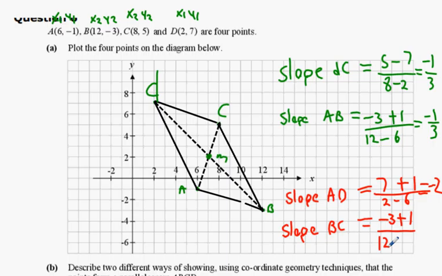Is it 12 minus 6? I'm doing BC, haven't I? 12 minus 8. Did I do it upside down or something? No, I think I got it wrong. Ah. Yeah, it's 5 plus 3. Yeah, that's where I got it. So I go again, guys. 5 plus 3 all over 8 minus 12 is minus 2.